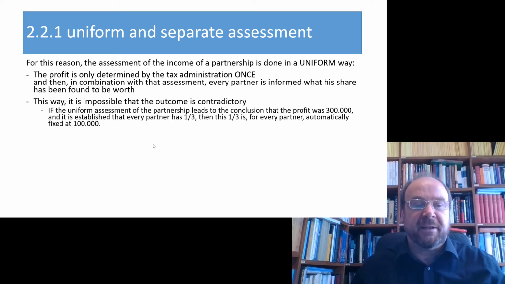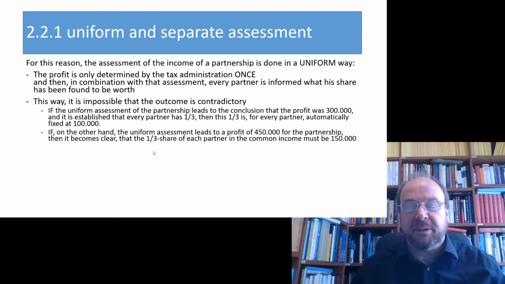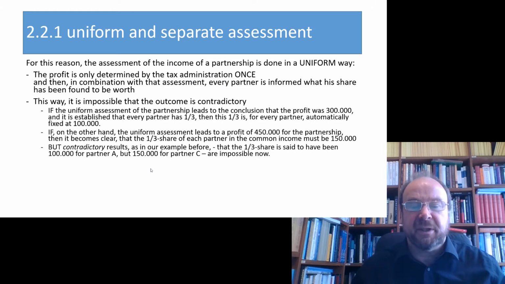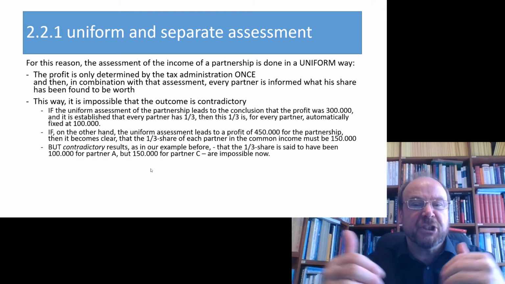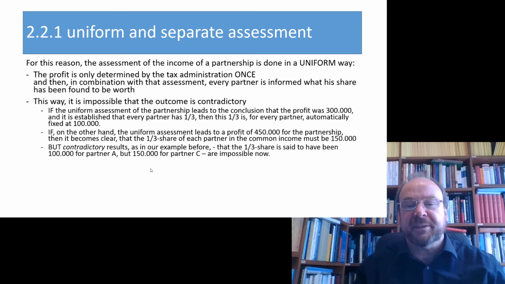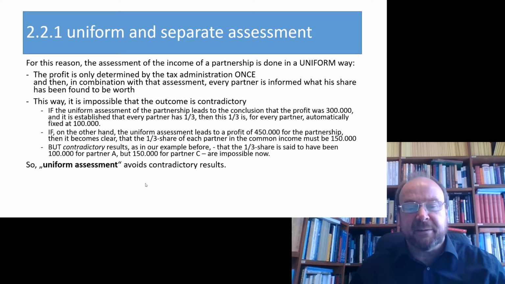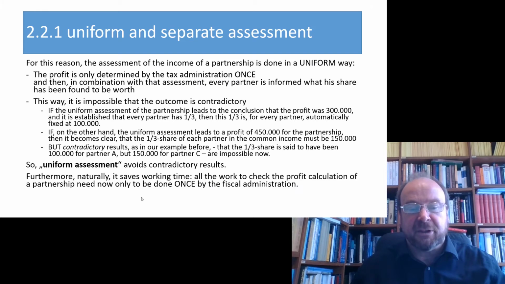So you have either 100,000 or 150,000, but you don't have 100,000 for partner A and 150,000 for partner C, although it should, under logical aspects, be the same. So that's a great achievement of a uniform assessment, and that seems to be necessary, naturally.